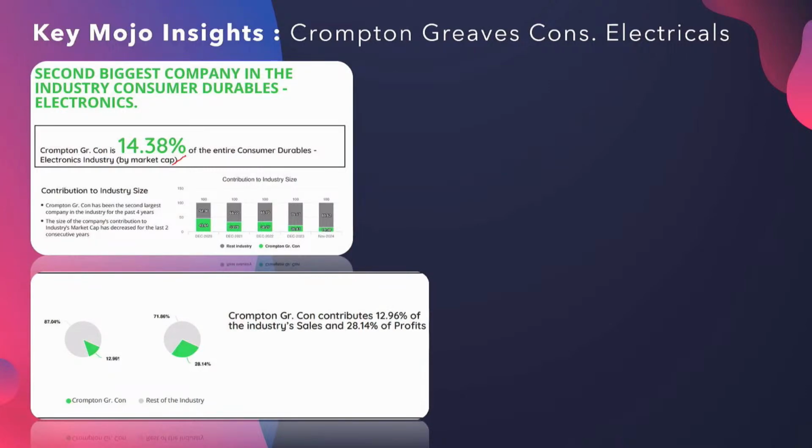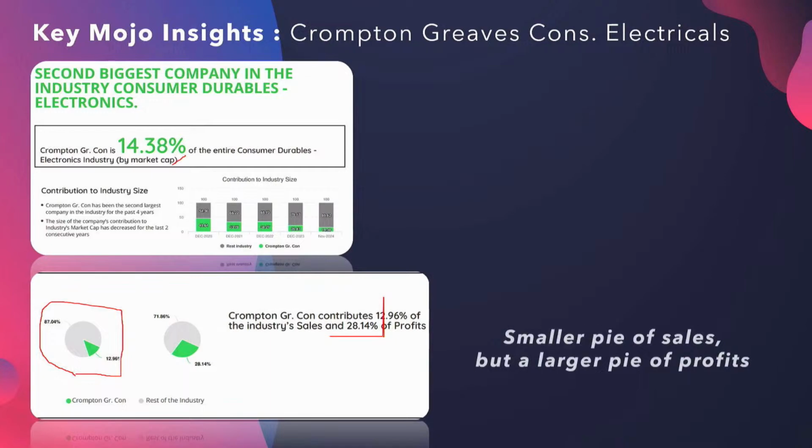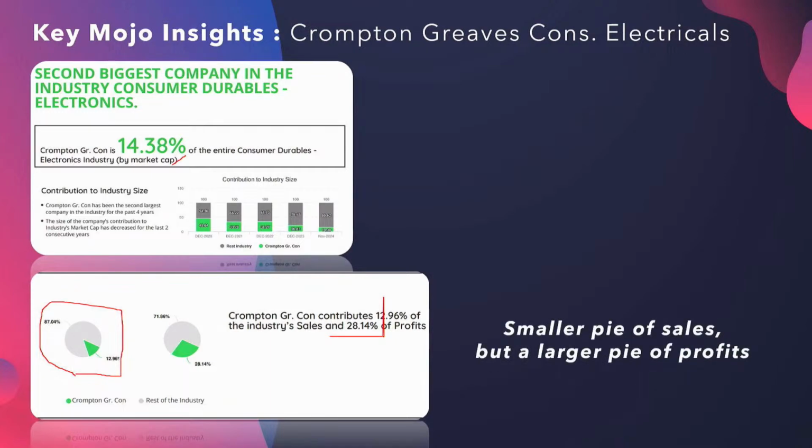And another nice slide over here, if you see the pie chart over here, this is the revenue pie chart. So 12.96% of the revenue in this sector is by this particular company, but it has a higher pie of the profits. So that gives some belief, okay, the company has not been able to get a higher pie of the sales in the industry, but a large pie of the profits. Okay, there might be some operational efficiency in this company, which is why they're able to get higher profits even with less amount of sales.